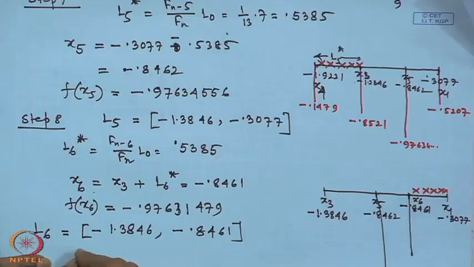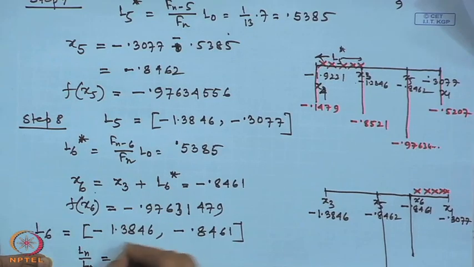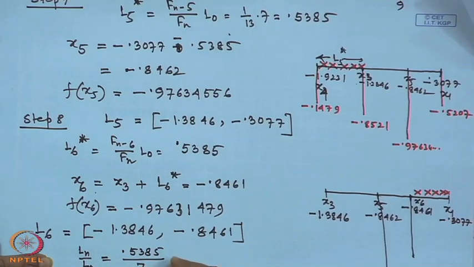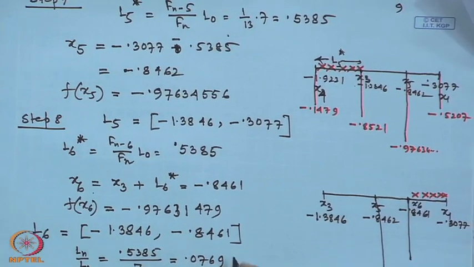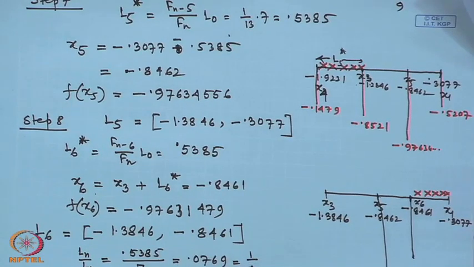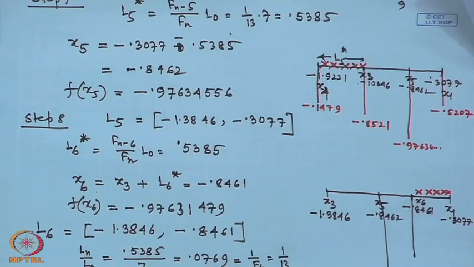Another nice fact is that we will always see that Ln by L0, that is my reduction ratio, with the Ln distance being 0.5385 and L0 being 7, is equal to 0.0769, and that is equal to 1 by Fn. What is my n here? n is equal to 6. That is why it would be 1 by F6, rather 1 by 13.